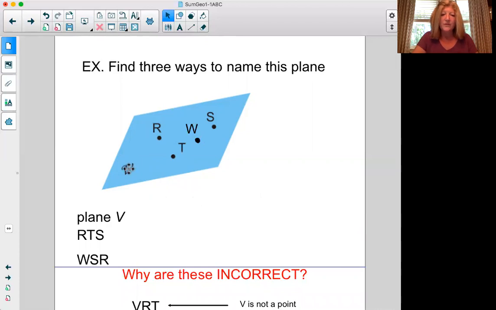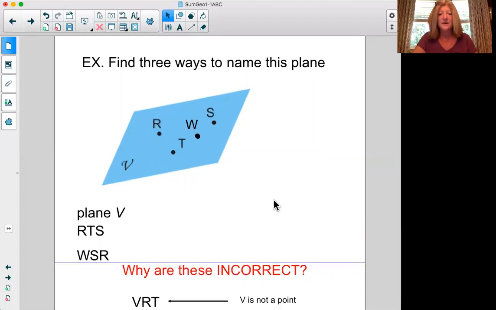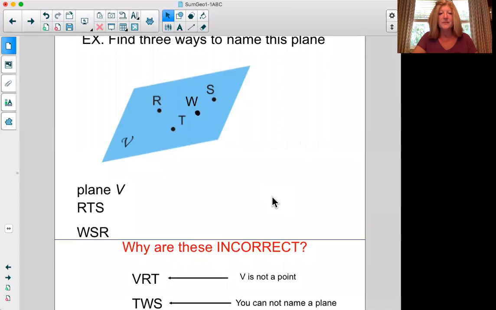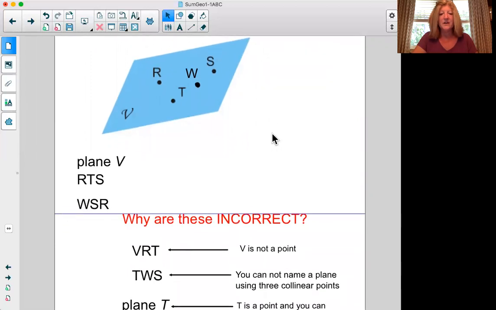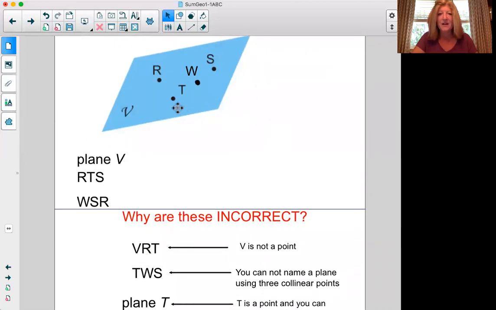Why would naming it VRT be wrong? Because V is not a point, so you can't use it as one of the 3 points. Why would TWS be wrong? Because they're collinear, and you cannot name a plane with 3 collinear points. Why would naming it plane T be wrong? Because T is just one point. It represents a point. That's not a label, that's a point. And you can never use just 1 point to name a plane. You can never use just 2 points to name a plane. To name a plane, you need 3 points and they have to be non-collinear.